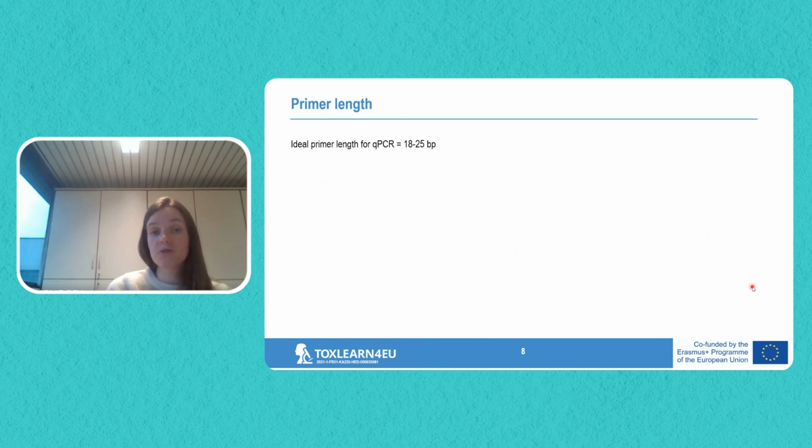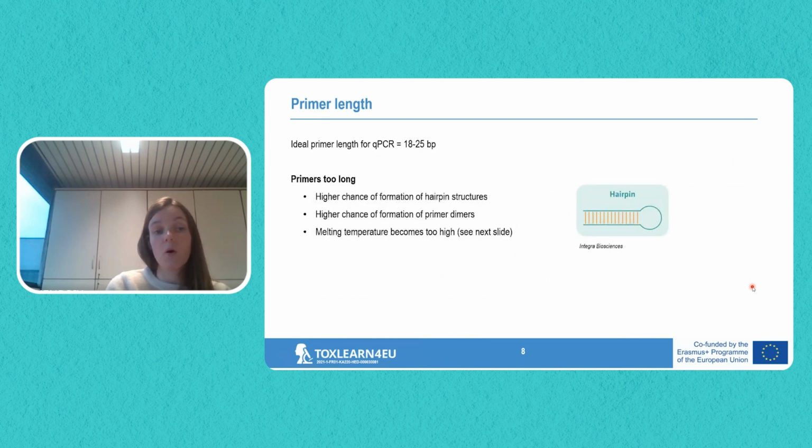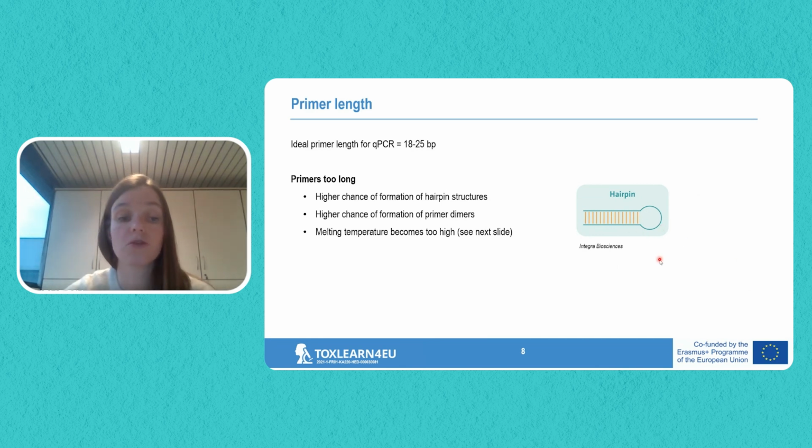An additional parameter to take into account, in addition to amplicon length, is primer length. So the ideal length for primers for qPCR is between 18 and 25 base pairs. What would happen when primers are too long? Well, first of all, this would create a higher chance of formation of hairpin structures. A hairpin structure is what is shown here on the right. This means that a primer has sequences at both ends which are complementary to each other. So the primer would sort of fall back onto itself so that both ends would be able to bind to each other.